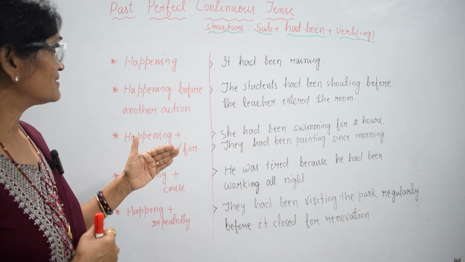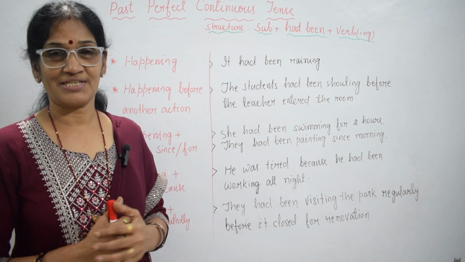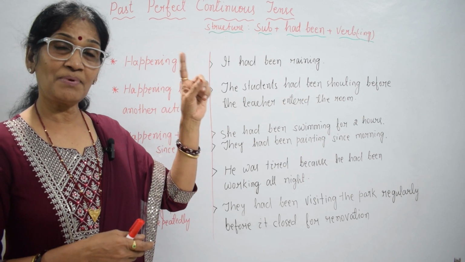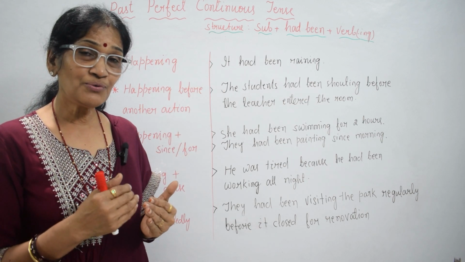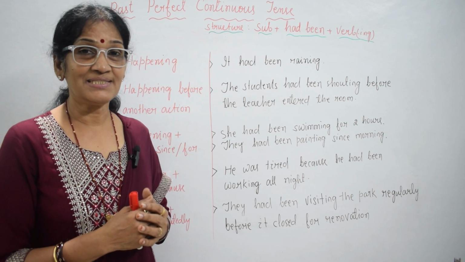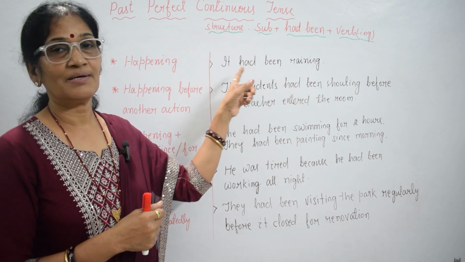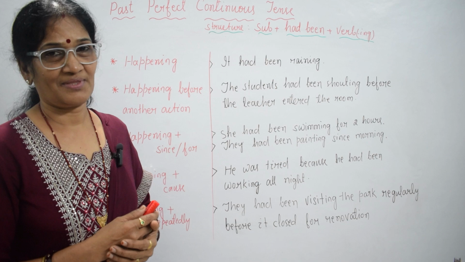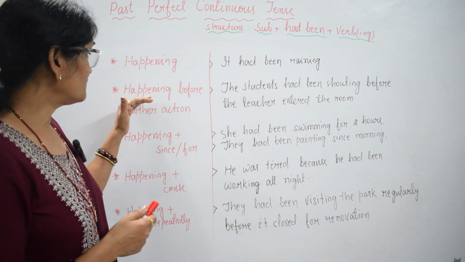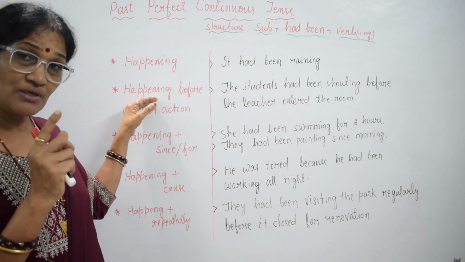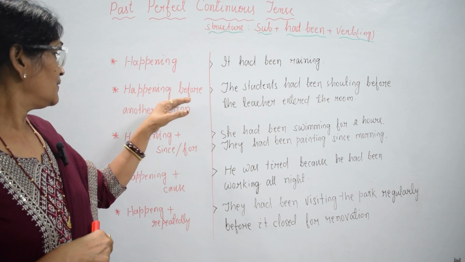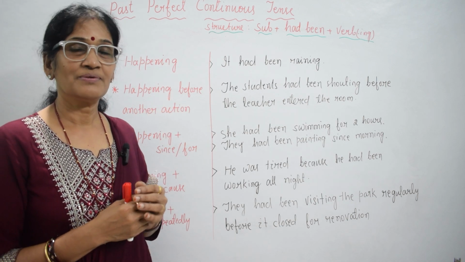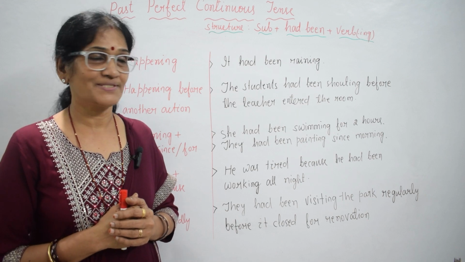We use past perfect continuous tense when something was happening in the past. If you need to express it in the present, we express it in the past perfect continuous tense. It had been raining. Okay? When something was going on, something was happening before another action, we use past perfect continuous tense.